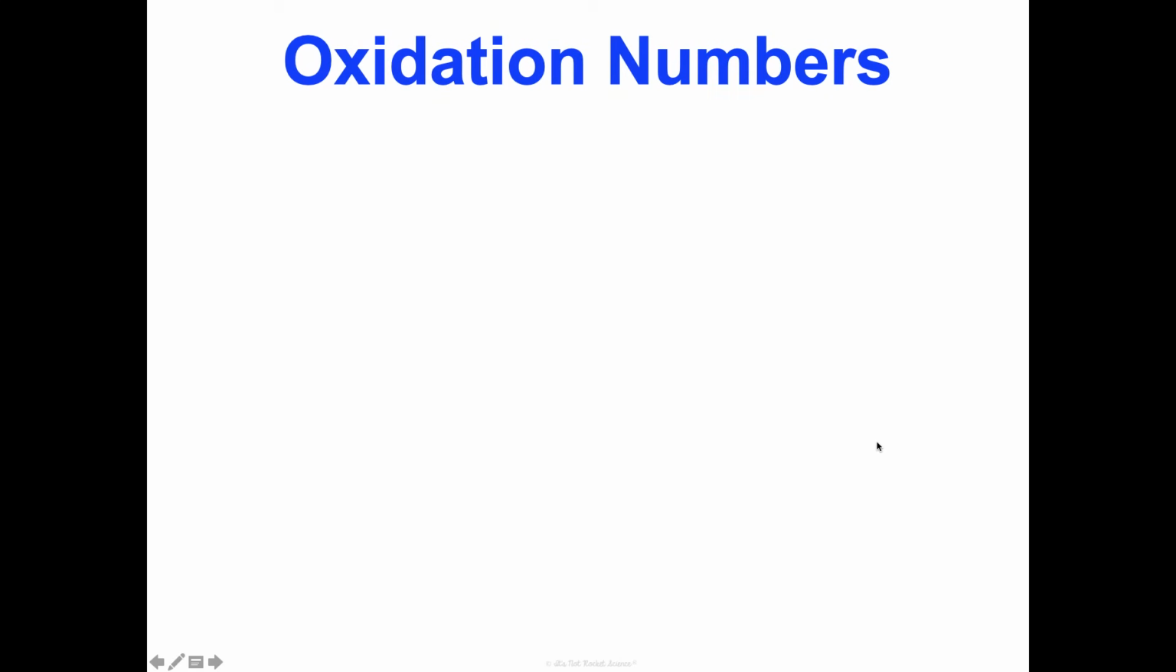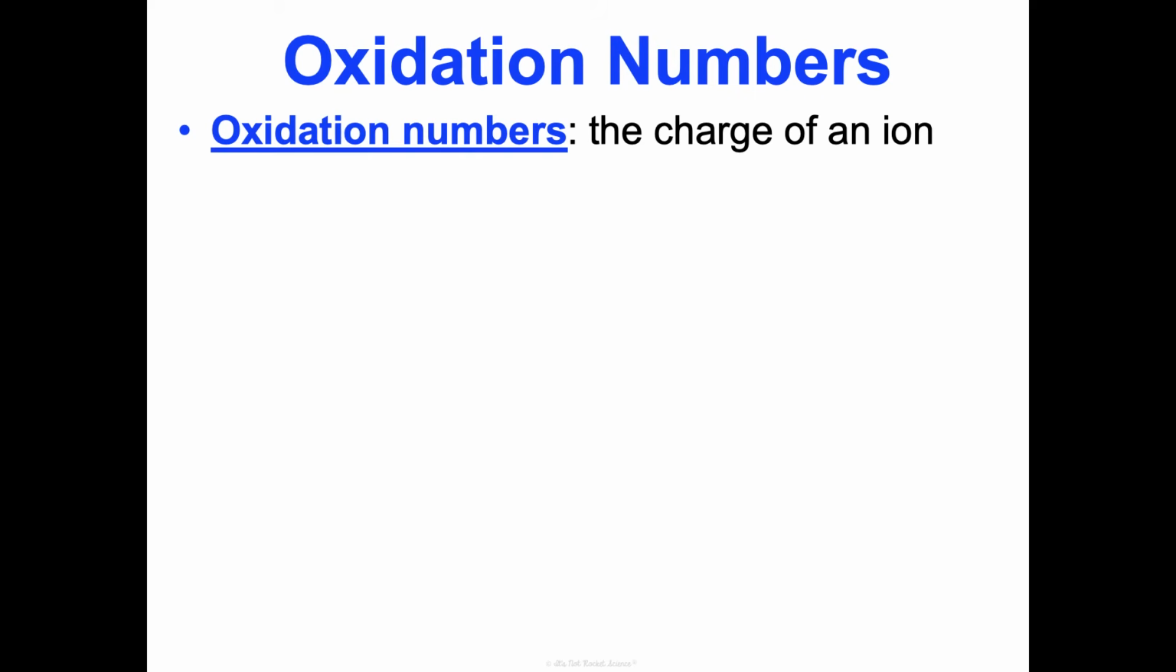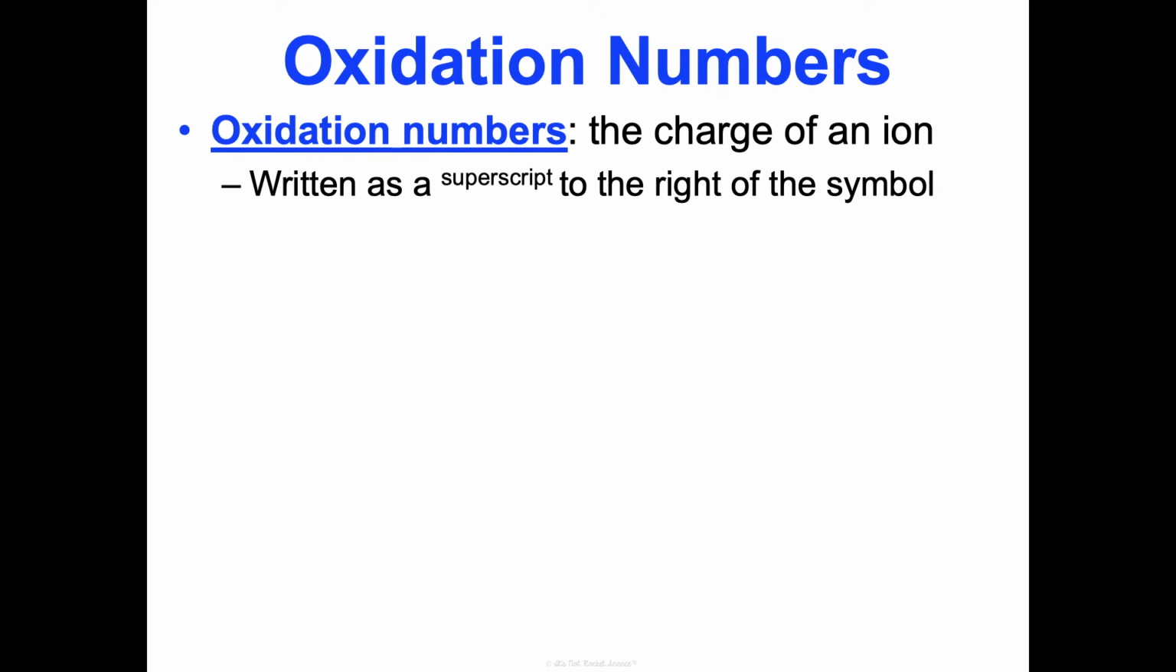Now, something I do want to introduce you to are oxidation numbers. And you've seen these before because I showed you these in previous notes. I believe it was Concept 1 notes when we looked at magnesium and oxygen and how magnesium becomes a cation and oxygen becomes an anion. And we wrote Mg plus 2 and oxygen minus 2 in our notes. Those numbers that we wrote are called oxidation numbers. Those are the charges of an ion, okay? And we write them as a superscript to the right of the symbol.